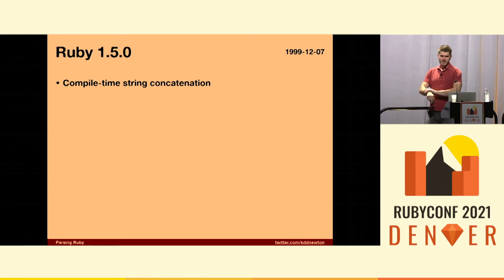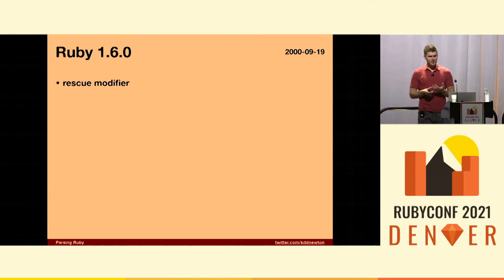Ruby 1.5 had compile time string concatenation. I don't know if you know this, but in a Ruby file, if you put a string and then a space and then another string, it becomes one string when Ruby parses it. Kind of a weird thing, came from C. The reason I have it in here is because it was on the to-do list since Ruby 0.06. I don't know why. I mean, it's great, I guess, if you like that kind of thing. The next year, we get the rescue modifier form. Modifier means inline, so like foo rescue bar.